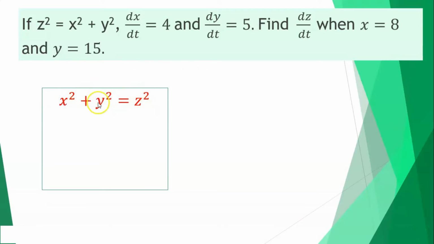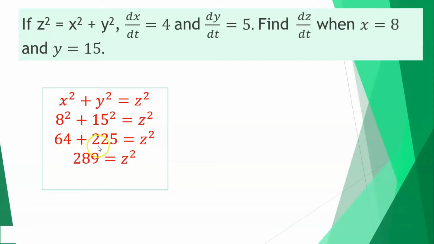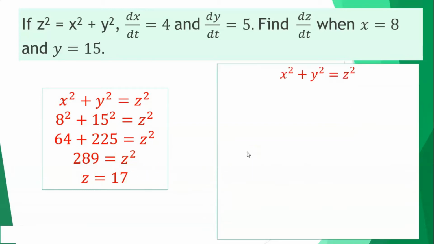Now take note, x and y are given, so let's substitute that. So 8 squared plus 15 squared is equal to z squared. So adding these two, that would become 289. Getting the square root of both sides, the value for z here is 17. Now again, making use of the original equation, let's get the derivative of this.